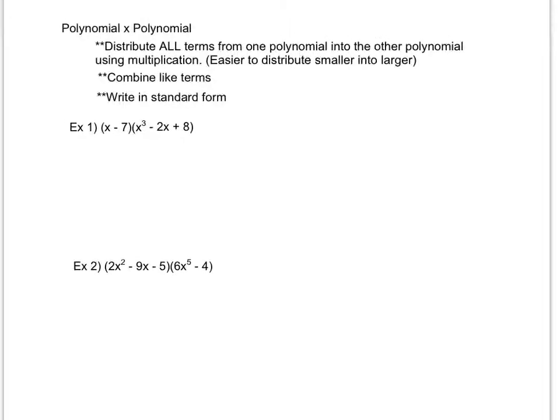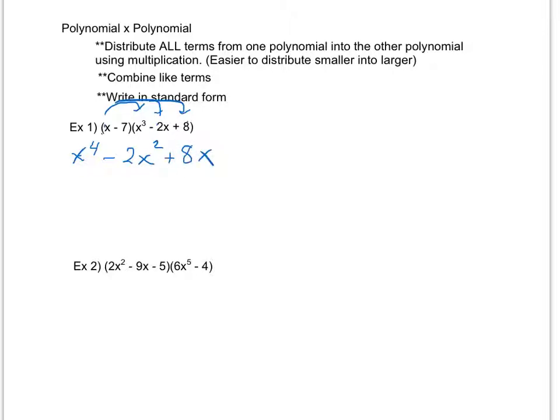So I can see here that I have a binomial and I have a trinomial. Two terms, binomial, three terms, trinomial. So I'm going to take the smaller one and I'm going to start with the x. I'm going to distribute the x to every term in the trinomial. Well, x times x cubed, add the exponents, is x to the 4th. X times minus 2x is minus 2x squared, add the exponents. X times 8 is 8x.